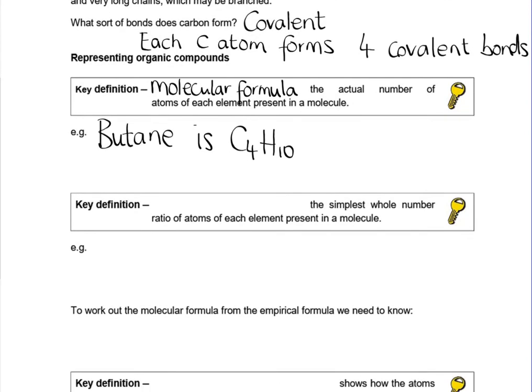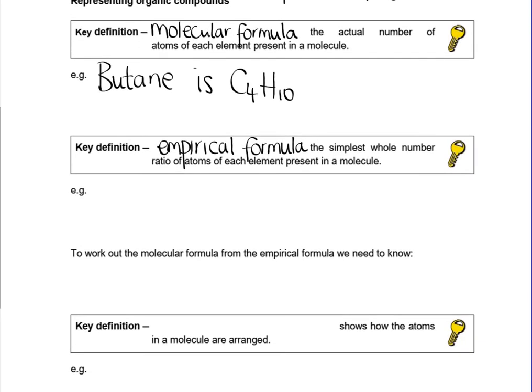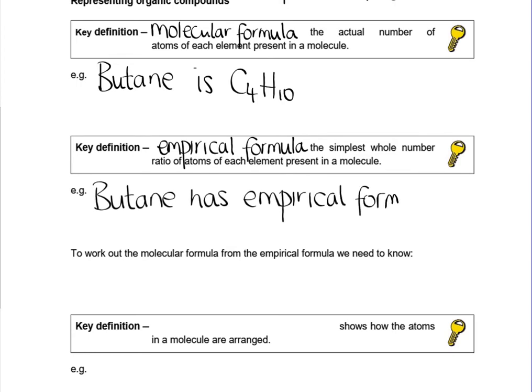The next type of formula has this definition, and we have covered this before, so see if you can remember: the simplest whole number ratio of atoms of each element present. So that's the empirical formula. So what would be the empirical formula of butane? Have a think. The simplest ratio of 4 to 10, divisible by 2, is C2H5.